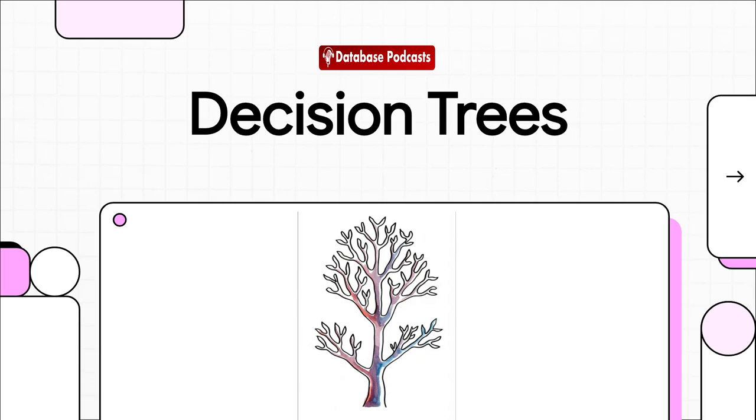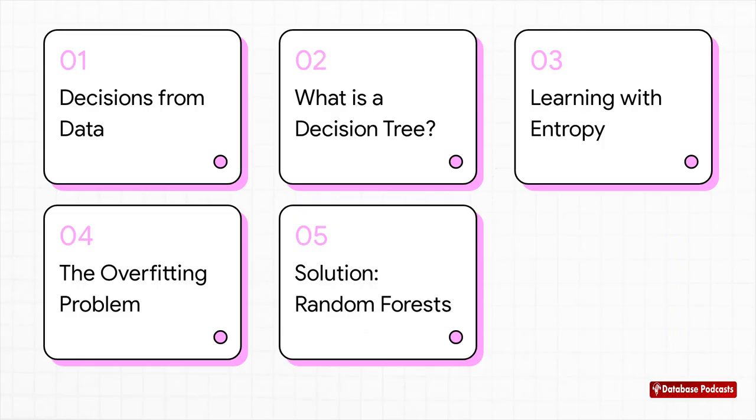So, have you ever wondered how we can teach a computer to make decisions? And I don't mean with lines and lines of complicated code, but with something as simple and intuitive as a flowchart. Let's dig in.